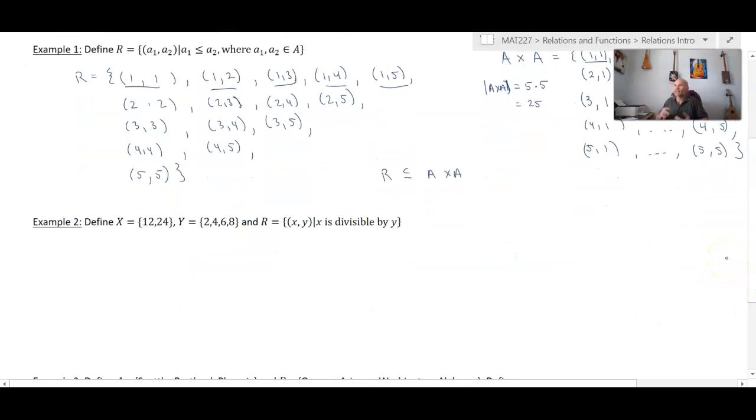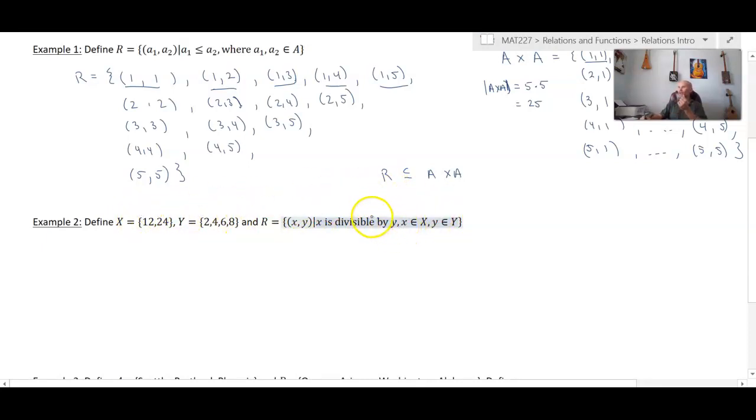Now, it doesn't have to be less than or equal to. We could relate elements based on some other rule. So let's say the set X contains elements 12 and 24. Y contains the elements 2, 4, 6, 8. And we'll define the relation as consisting of all pairs in the cross product, but where x is divisible by y, where little x comes from capital X and little y comes from capital Y.